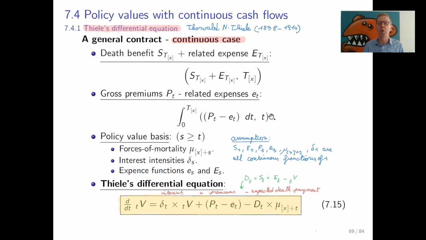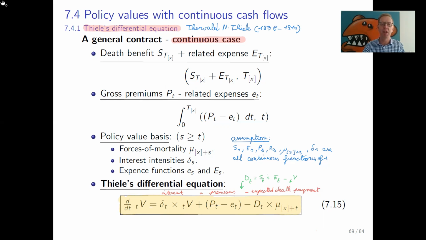And this is not only for time t or for the time around time t; this continuous payment stream goes between time 0 and time Tx, the moment that the insured dies. So this is a notation for a continuous stream of payments of premiums minus expenses between time 0 and the moment of death. And then we have to assume a policy value basis.